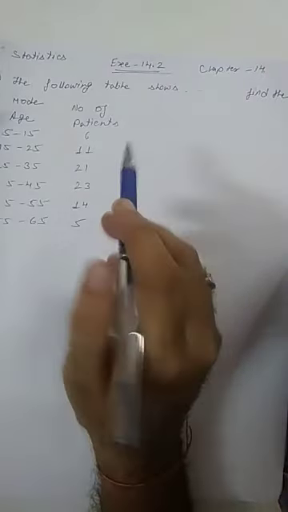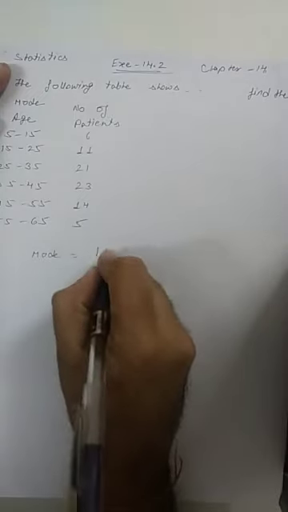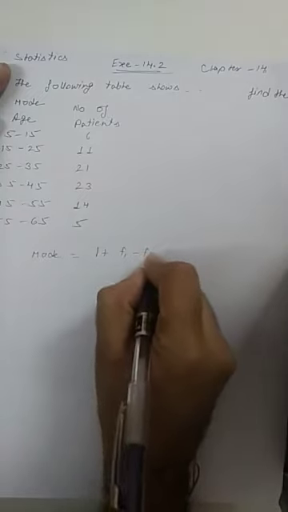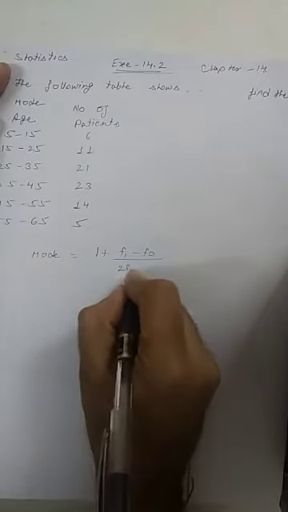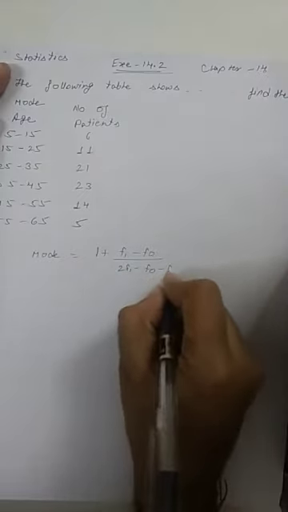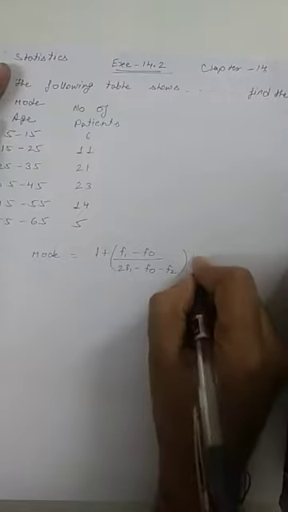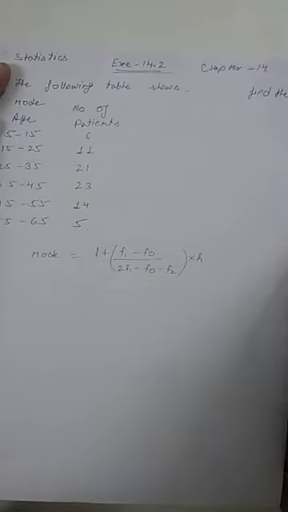Now we are going to discuss exercise 14.2, question number 1. The following table shows... The main question is to find the mode. This is the interval given, and this is the number of patients. First, we know the formula of mode: mode is equal to L plus (F1 minus F0) upon (2F1 minus F0 minus F2), into H. This is the formula, correct?